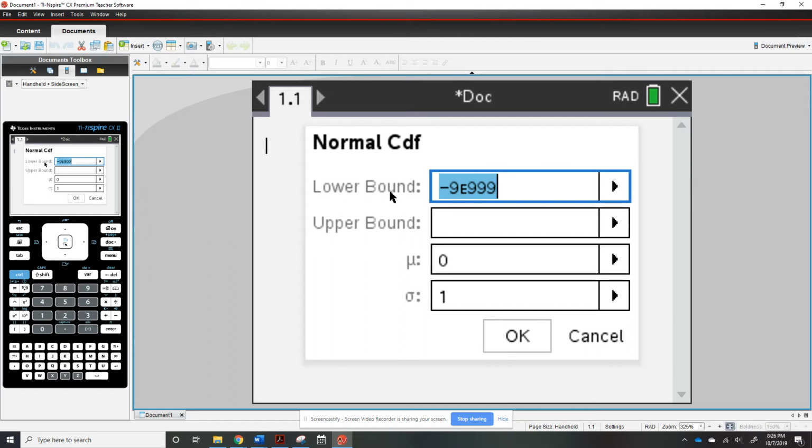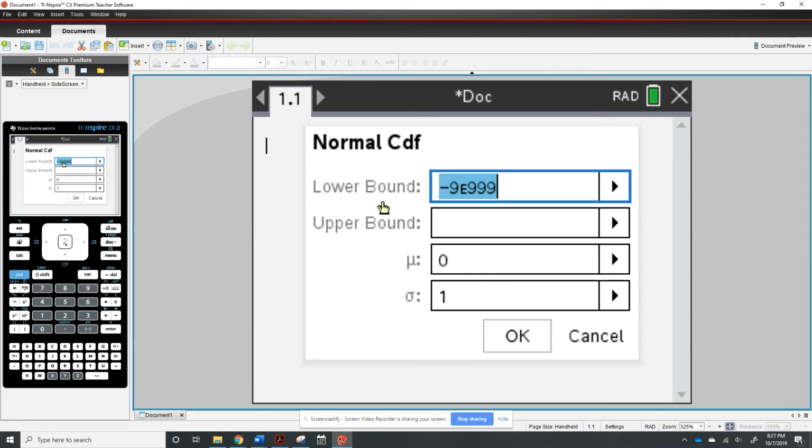Lower bound, that's your starting place. So whenever you think about lower bound, you think of your starting place. Our starting place is going to be negative infinity. Well, the calculator doesn't understand negative infinity. It needs a number. So negative 9, and this E means that this is the exponent on scientific notation. Negative 9 times 10 raised to the 99th power is like having 99 negative 9s. It's a humongous negative number. That's as close as we can get.